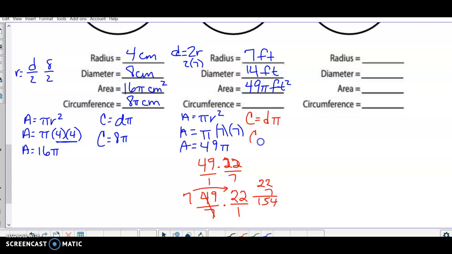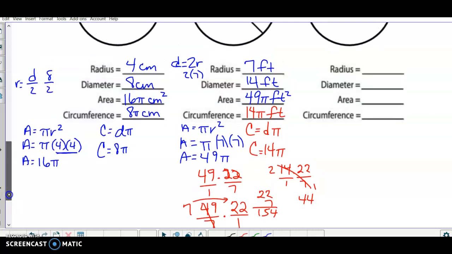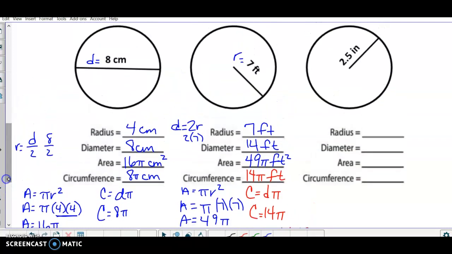Here we can do the circumference. Pi times d is just going to be 14 times pi feet. And again, if we needed to multiply this out, we would say 14 over 1 times 22 over 7. And I can cross reduce that. 14 over 7 is 2. So this would just end up being 44. So again, we're just talking about it in terms of pi, but I wanted to refresh your memory on when to use 22 over 7.